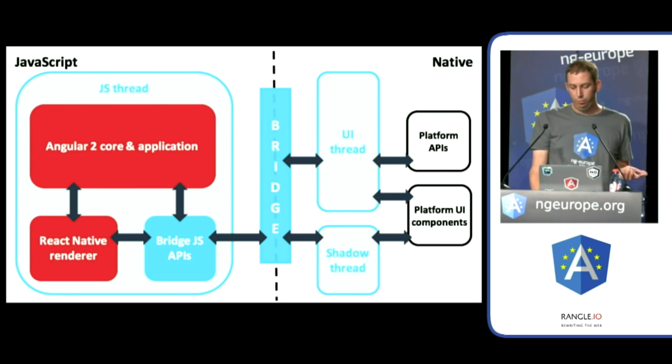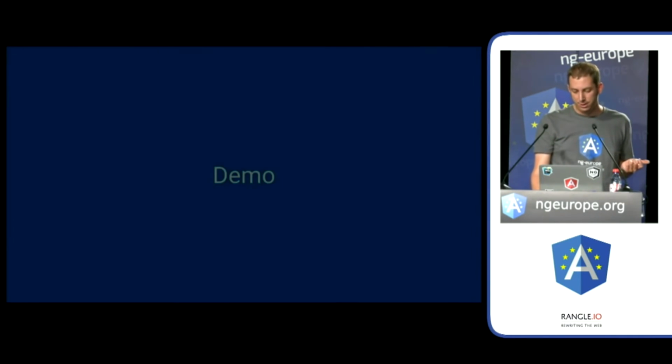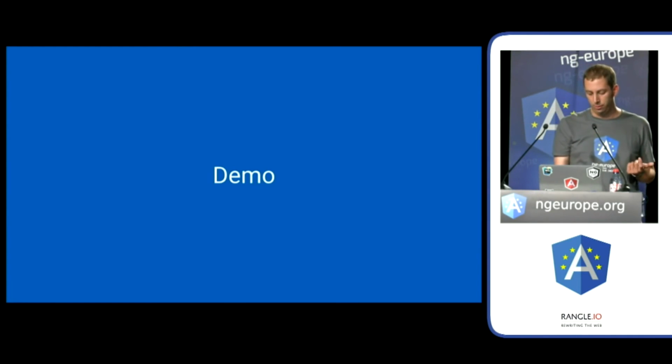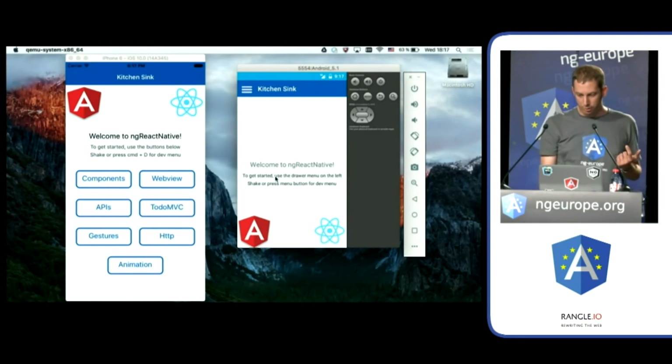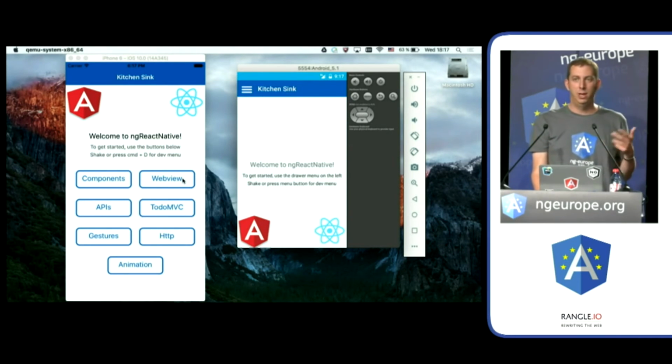So React Native supports iOS and Android, so let's have a look at what we can do with Angular and React Native. I couldn't find a way to zoom this properly, sorry. It's a bit small, but here you've got two simulators. On the left side it's iOS, on the right side it's an Android one. This is the application, like a kitchen sink application, which is part of the renderer repository. So you can build it yourself if you want to.